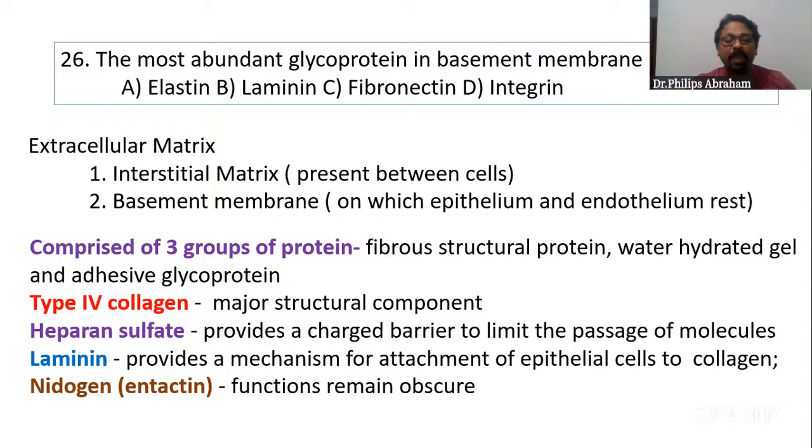So if I ask you the major glycoprotein, that's laminin. It's the major glycoprotein present in the extracellular matrix or mainly in the basement membrane. And heparan sulfate is the major mucopolysaccharide, mainly in the basement membrane. So based on the questions, the answer varies. Since here the question is glycoprotein, it is laminin. Okay, that helps in the attachment of epithelial cells.